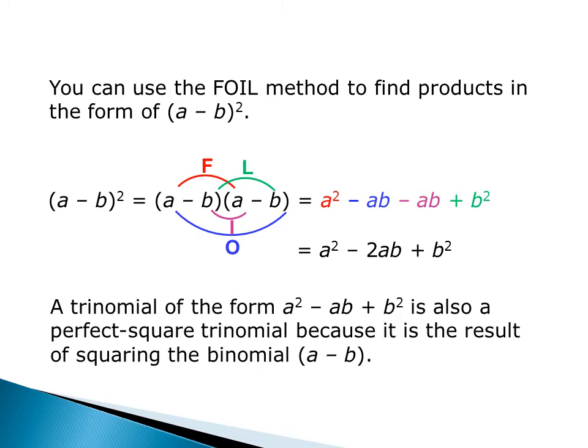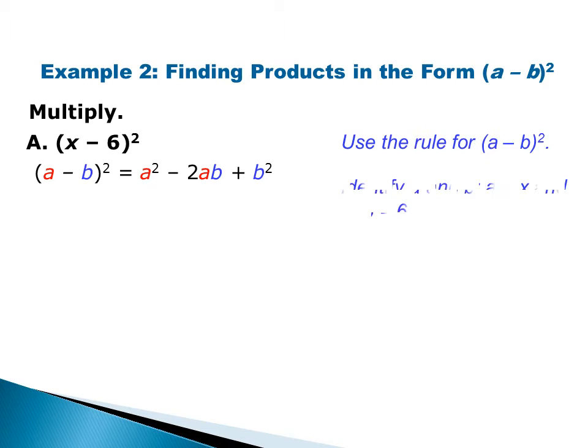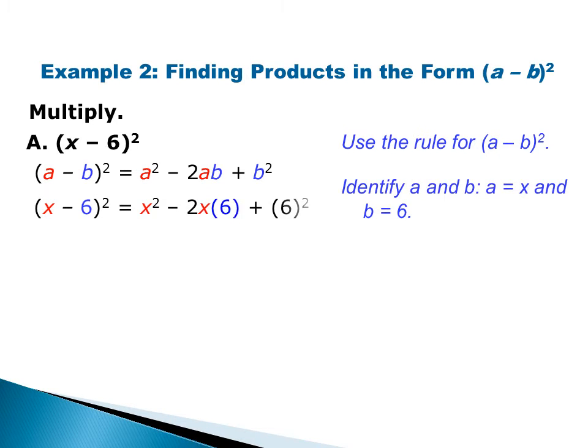Now a trinomial of the form a squared minus 2ab plus b squared is also a perfect square trinomial because it's the result of squaring a binomial. Here's one example we're going to do. Remember now, instead of a and b we're going to say x minus 6, same trend. We're going to use the rule of (a minus b) squared, same story. So here we go, x squared minus 2 times x times 6. Remember, the inside gets multiplied and then doubled by 2, and this is the final answer.